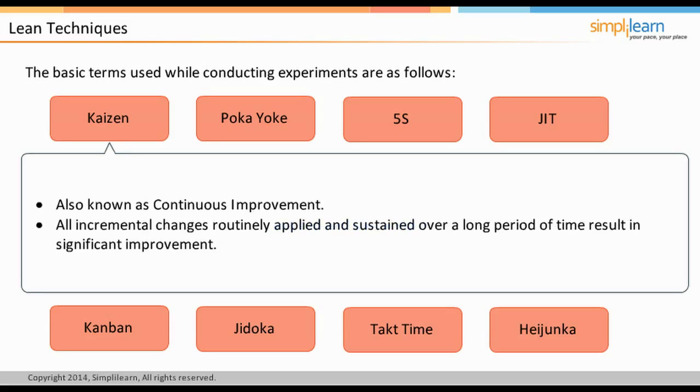Kaizen, or continuous improvement, is the building block of all Lean production methods. Kaizen philosophy implies that all incremental changes routinely applied and sustained over a long period of time result in significant improvements.